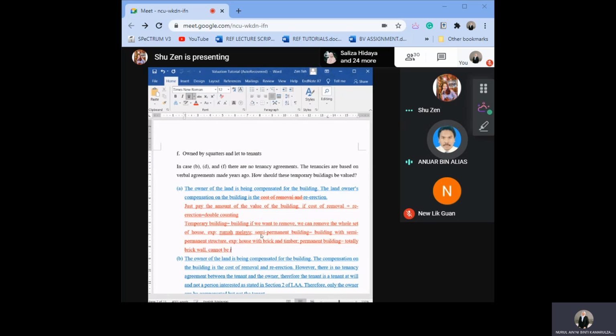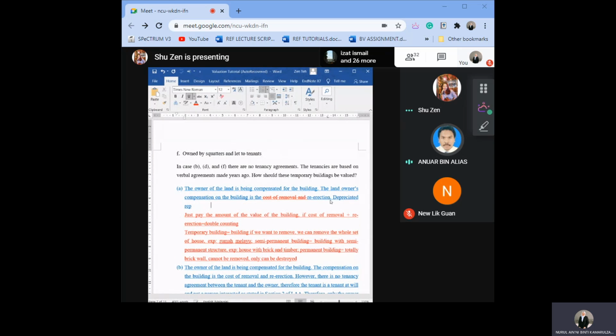In this case, they have a temporary building, meaning a building that can be removed to another place as a whole set, from the floor until the roof. The answer should be like that: pay the owner the cost of the building. We use depreciated replacement cost. We give the depreciated value. If the house is already 10 or 20 years old, then you give a reasonable depreciation. Okay.